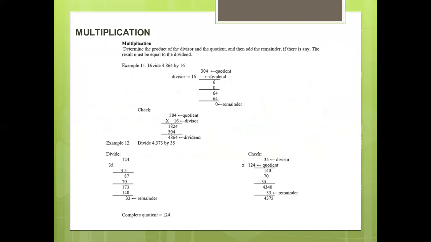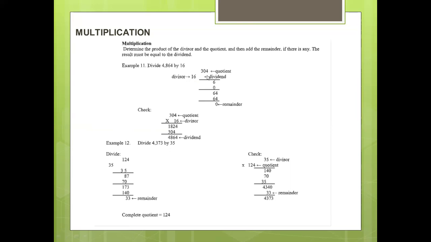So you may refer to your handouts because what we have here is not clearly stated, but please be patient with me. So we have here 4,864 and 16. So we will be dividing 4,864 by 16. How many 16s are there in 4,864? So when we divide it, 16 is our divisor and 4,864 is our dividend.